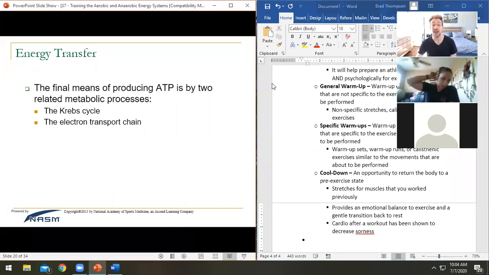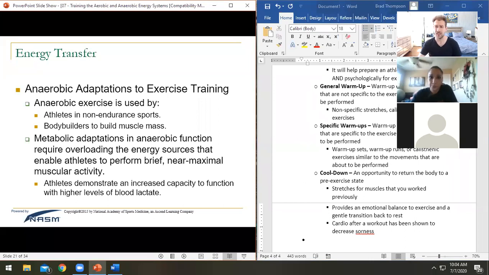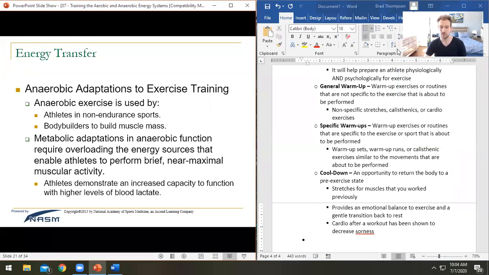So that final production, right? That final production is through the Krebs cycle and the electron transport chain, right? The Krebs cycle uses the byproducts of glycolysis. The electron transport chain uses the byproducts of the Krebs cycle. So that's how I like to think about it, when I like to think about energy transfer, right? Energy transfer.